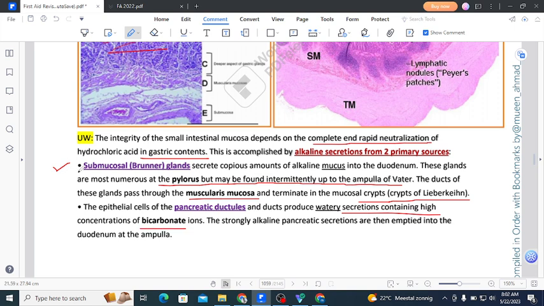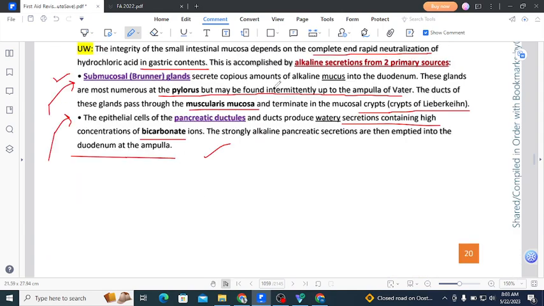So, the number one source of bicarbonate is the Brunner glands, which are concentrated in the pylorus, and the second major source is the pancreatic ductules. The epithelial cells of the pancreatic ductules and ducts produce watery secretions containing high concentrations of bicarbonate ion. The strongly alkaline pancreatic secretions are then emptied into the duodenum at the ampulla. Both of these are present in the duodenum because the duodenum is the first area of the small intestine welcoming the acidic chyme coming from the stomach.